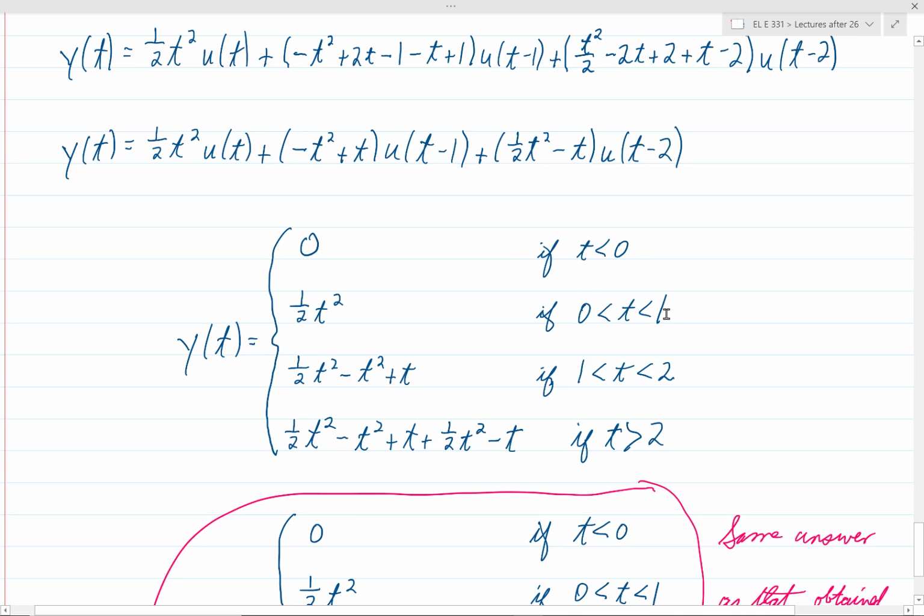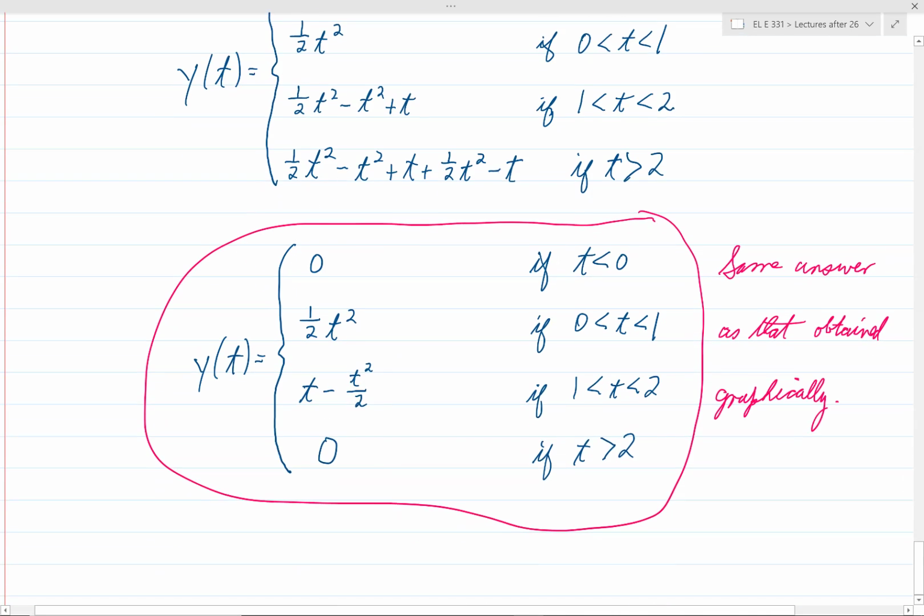If t is between 0 and 1, these two terms will be turned off, but the first term will be turned on, so we have 1/2 t squared. If t is between 1 and 2, then this term will still be turned off, but the first two will now be turned on. So we have the 1/2 t squared from that, and the minus t squared plus t from the second term. And again, that's if t is between 1 and 2. And finally, if t is greater than 2, all three terms are turned on. So we have 1/2 t squared minus t squared plus t plus 1/2 t squared minus t.